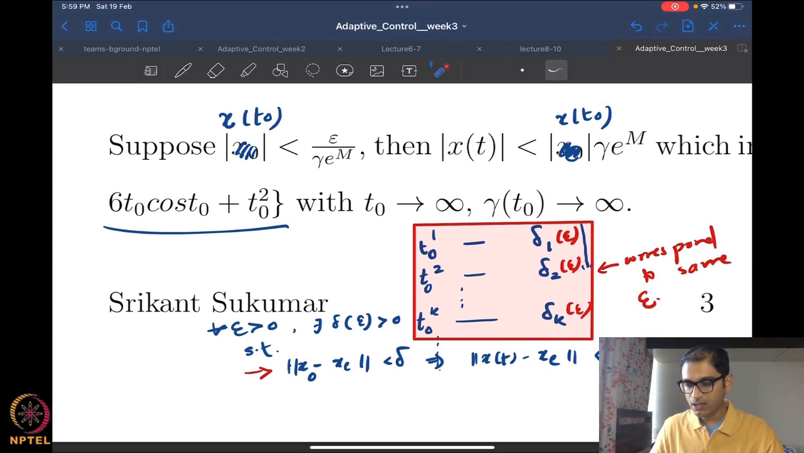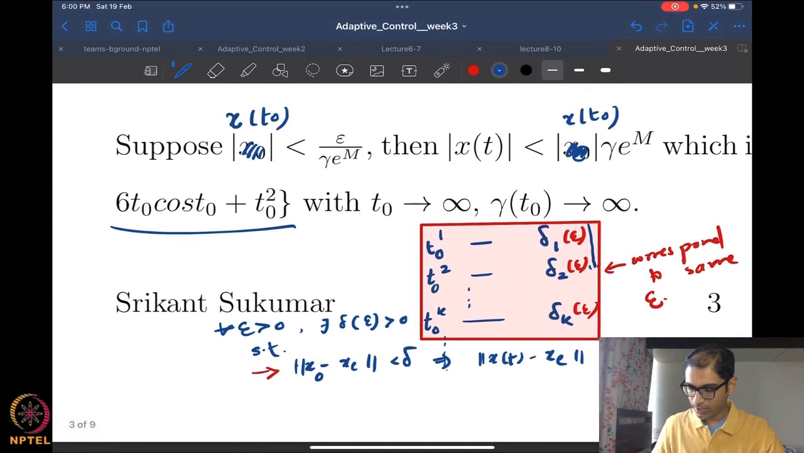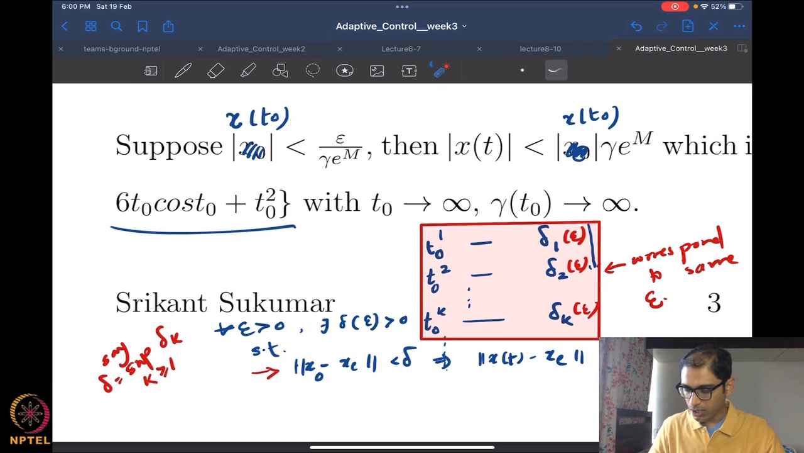Now let's see what happens if I take the supremum. Say delta equal to sup over k of delta k, with k greater than or equal to 1. So suppose I take delta to be the supremum, the largest possible one, then what happens? I'll show you what sort of problem we land in.